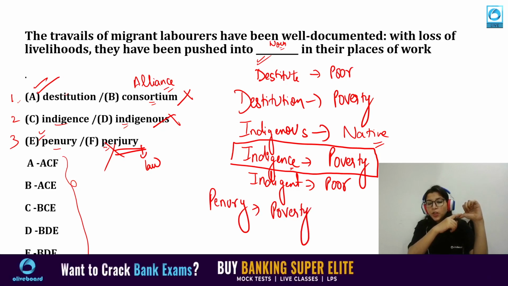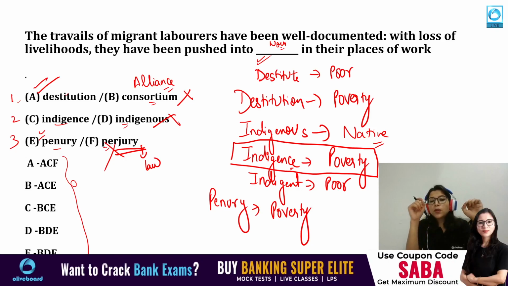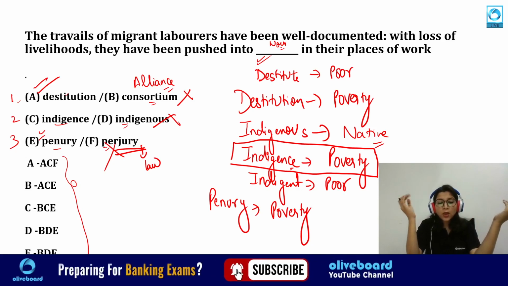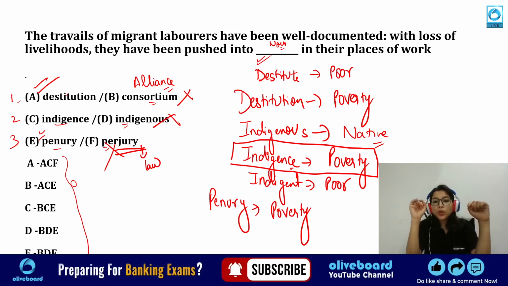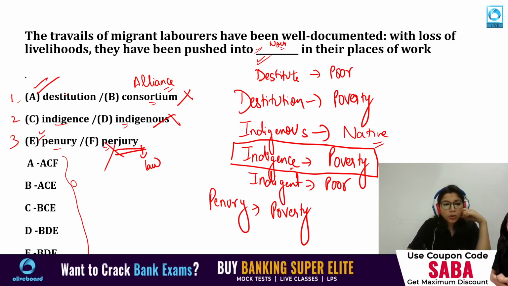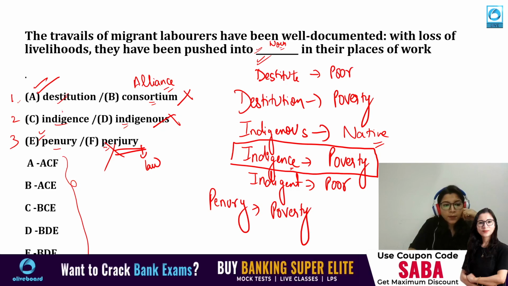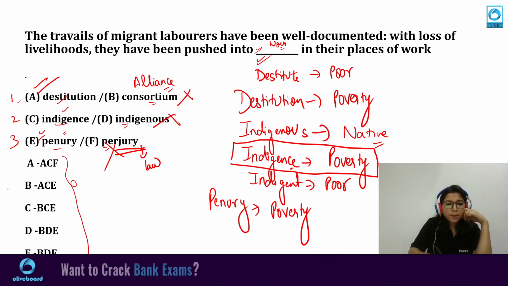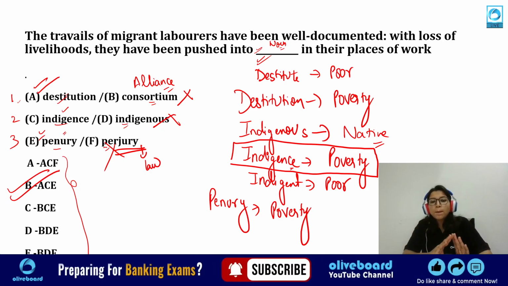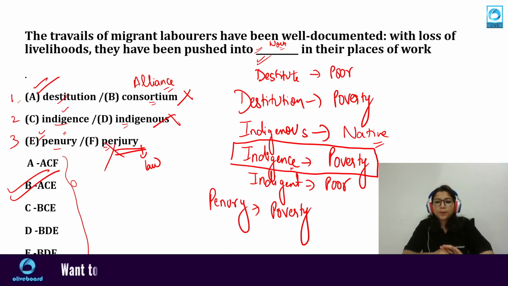Destitution, indigence, penury, these all words mean poverty, extreme poverty, poor situation. Okay, and these words denote a situation, and here we need a situation, that they have been pushed into a poor situation. Okay, so what will be the correct option? In the first, A is correct, second C, and third E. A, C, E, B is the correct answer. See, this blank was completely based on meaning only. If you know the meaning, you can easily solve.